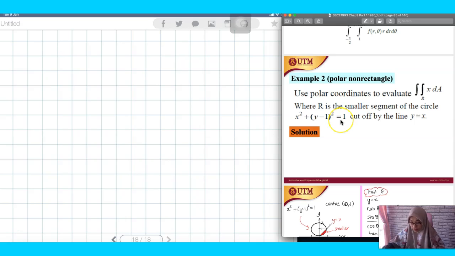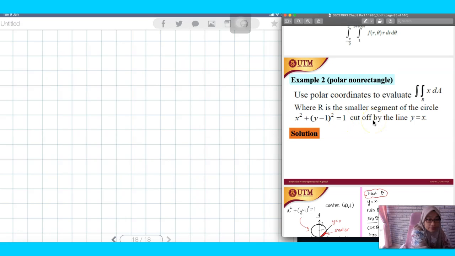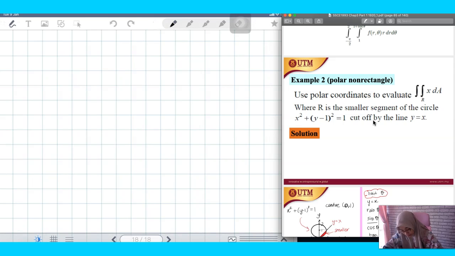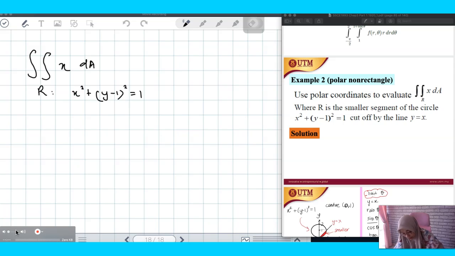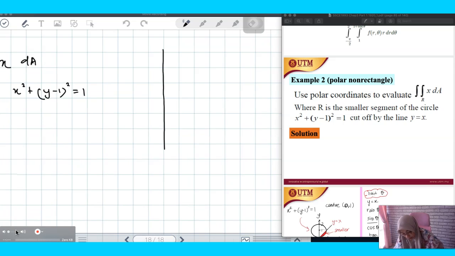So now we have a circle, but the circle is not centered at the origin. The region is part of the circle x squared plus (y minus 1) squared equals 1. So we sketch it: this is 1, this is minus 1.